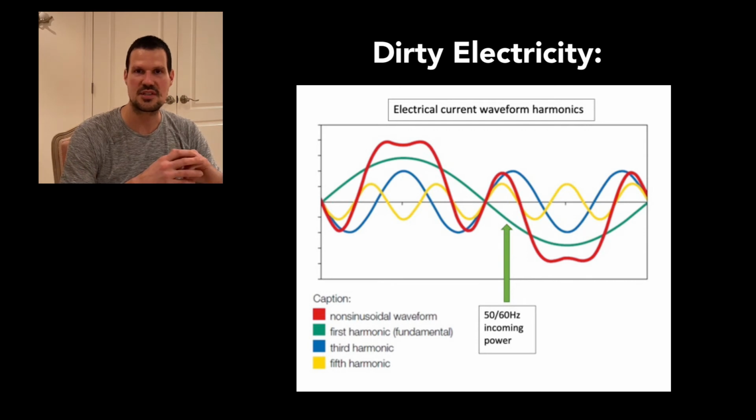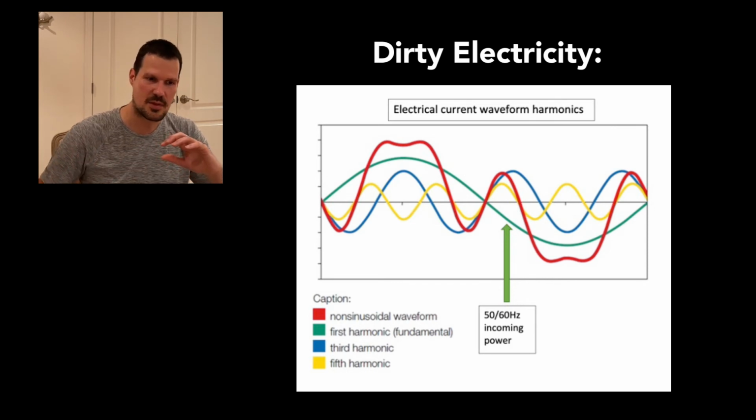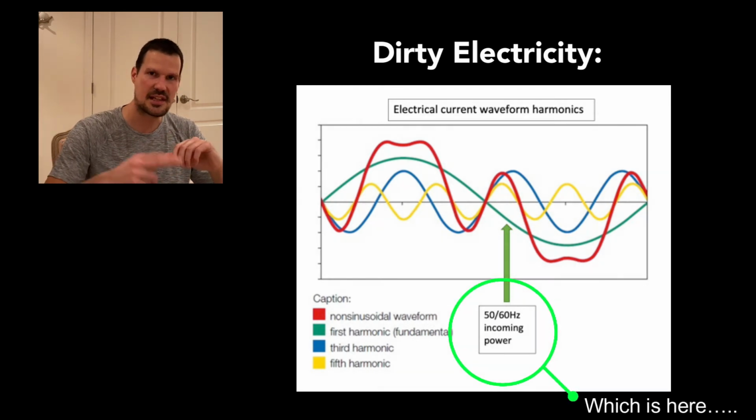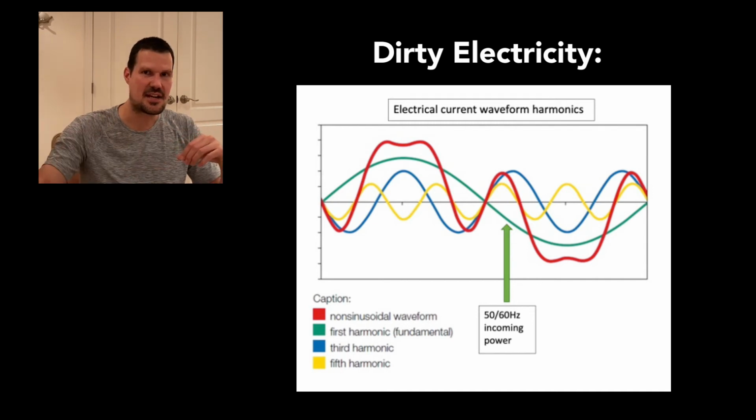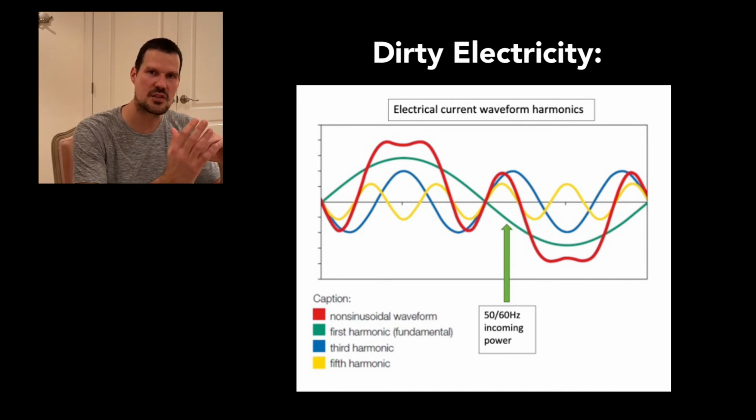And what this dirty electricity is, it can also be looked at as harmonics. The incoming electric current waveform that comes into our home is cycling about 60 times a second. This change that we're seeing in dirty electricity produces a cascade of different harmonics, as we'll call them. And these harmonics are just multiples of the incoming electric current waveform that's coming into your home.